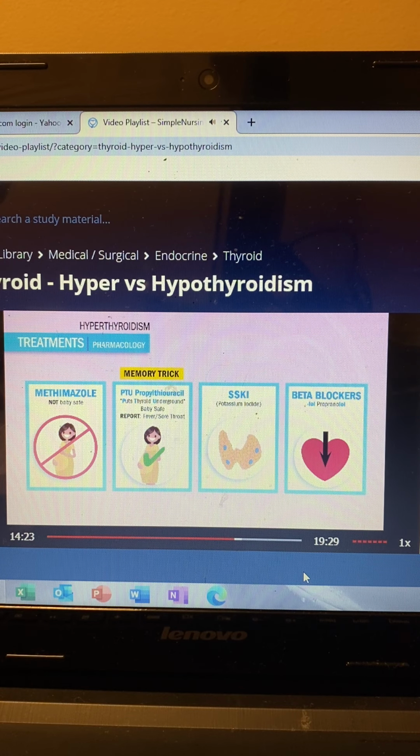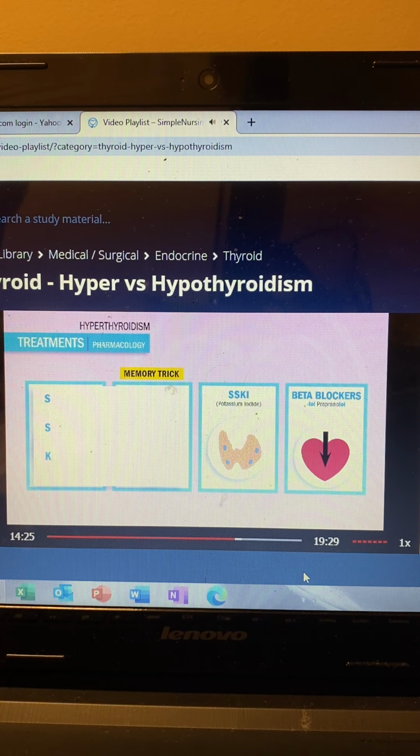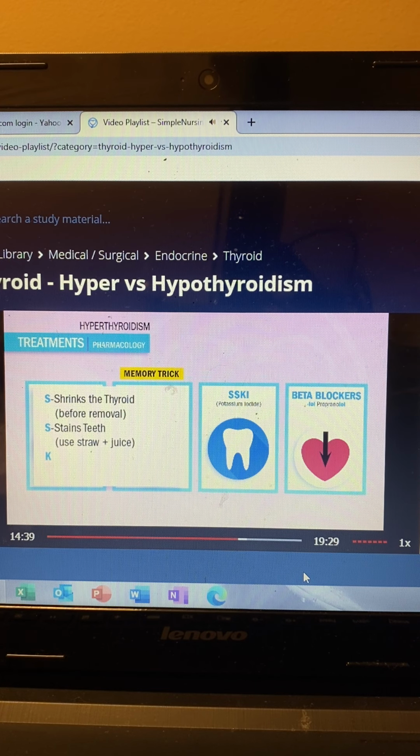The memory trick is SSK. S for shrinks the thyroid before thyroid removal, or basically thyroidectomy. This is done to reduce the bleeding, aka reduce the vascularity. S is for stains the teeth. So guys, drink it through a straw with some juice. And K is to keep it 1 hour apart from other anti-thyroid medications.